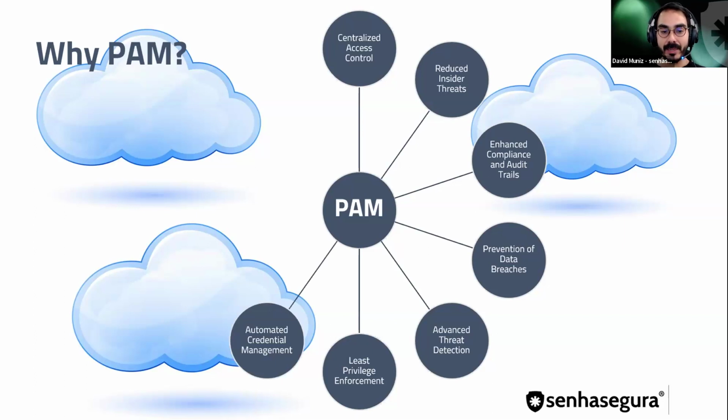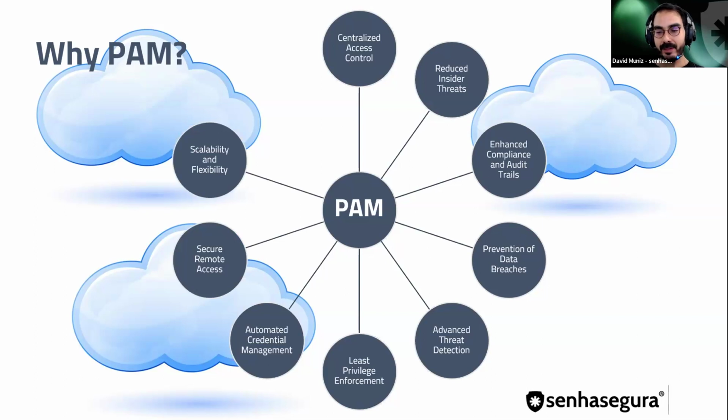We also have automated credential management. PAM reduces the amount of manual work to manage credentials, passwords, and access rights. This reduces the risks associated with manual handling and human error. PAM also helps secure remote access, and this is especially important in a world with increasing remote work. We have people working from everywhere, so PAM provides secure and controlled access to cloud environments regardless of the user's location.